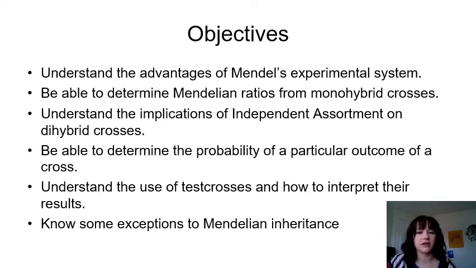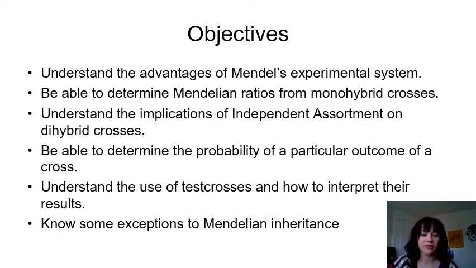so first of all, we're going to learn about Mendel's research system, his setup, why it was such a great setup. You should be able to explain a few reasons why it was such a good system. Next, you should be able to determine Mendelian ratios using a monohybrid cross, and then be able to do a dihybrid cross. And also at this point, you'll learn what independent assortment means, and also how you can see that being demonstrated in a dihybrid cross.